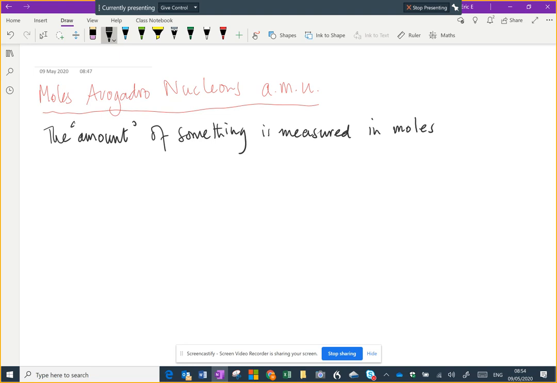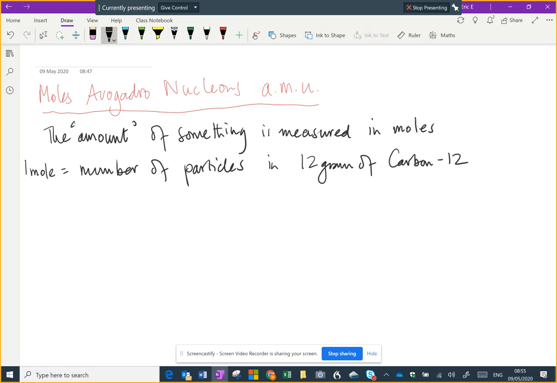Ian, do you know how to define a mole? It is a constant. You're absolutely right. It's the number of particles in, well, I suppose what we ought to say is what 1 mole equals. And 1 mole equals the number of particles in 12 grams of carbon-12. So there you have it. That is the definition. 1 mole is the number of particles in 12 grams of carbon-12.